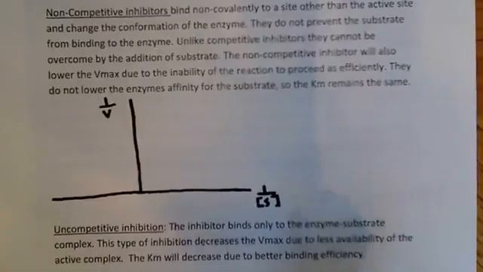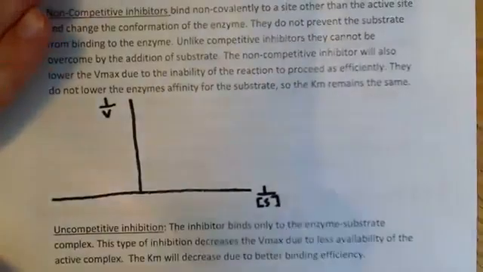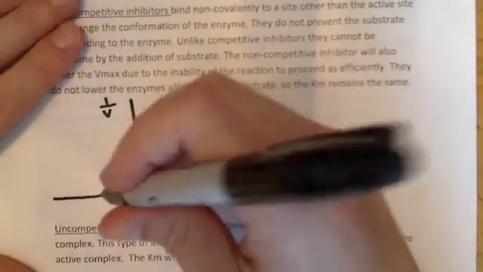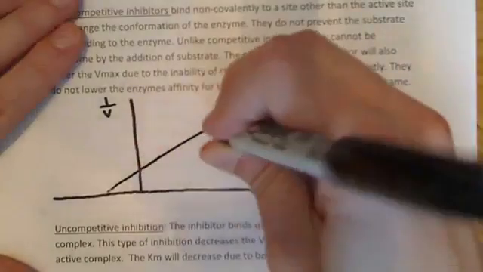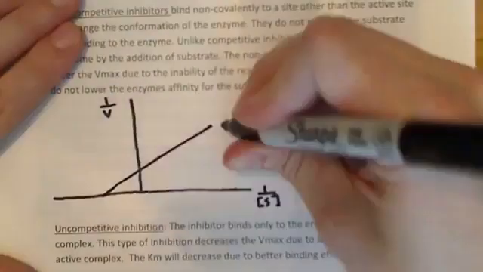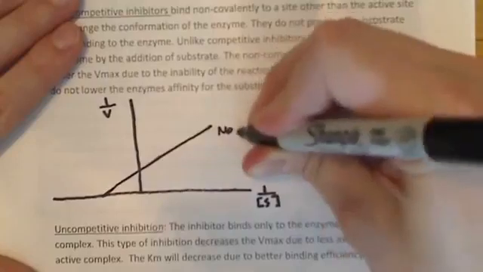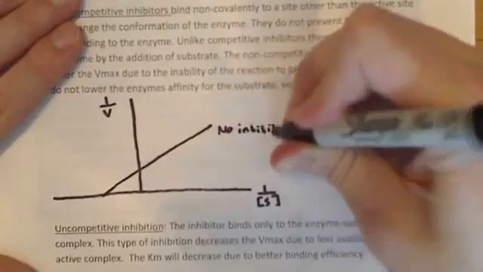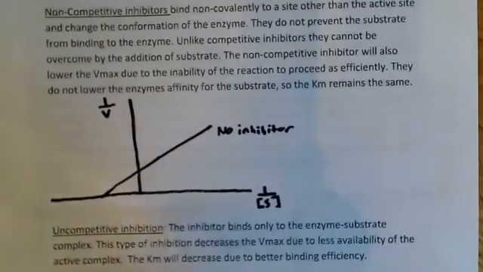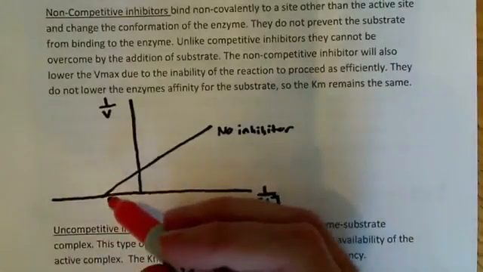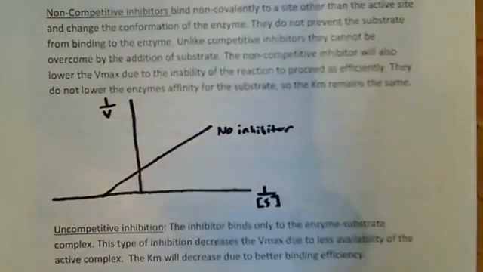Now for this one I only have the Lineweaver-Burk plot here. So what I want to do is draw my uninhibited version, or my normal. I'll just draw a line through here if I can get my marker to work. Okay, so right here, this is no inhibitor. Now remember what I said before, that the Km is not going to change. That means we're going to have the same Km over here, but the Vmax is actually going to decrease.